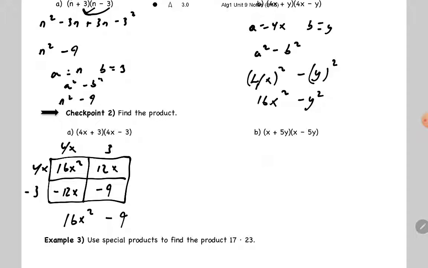And as you remember the formula, whenever you run into this situation, you can just do a squared minus b squared. So a squared minus b squared, which will give us x squared minus 25y squared.